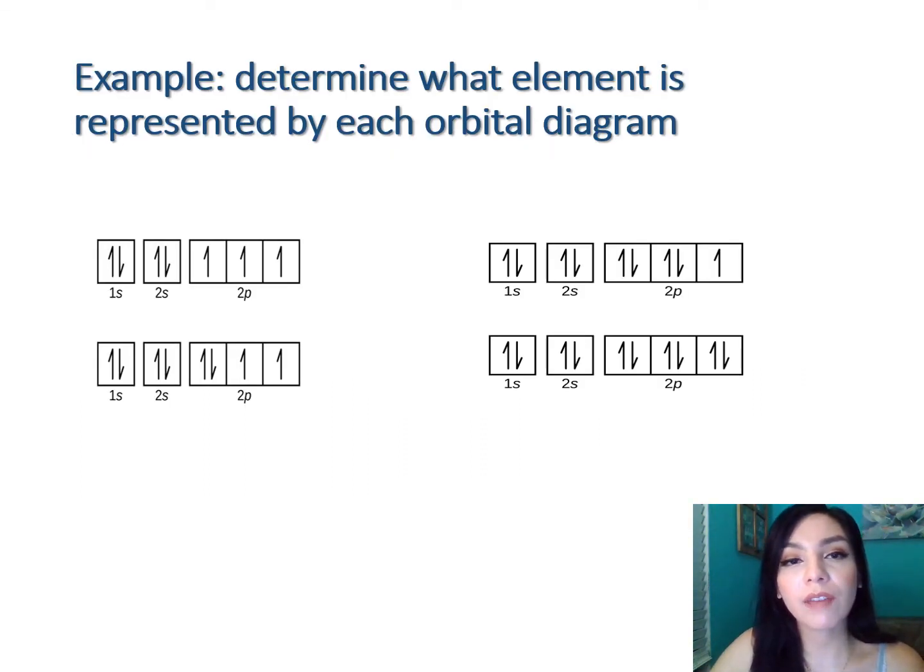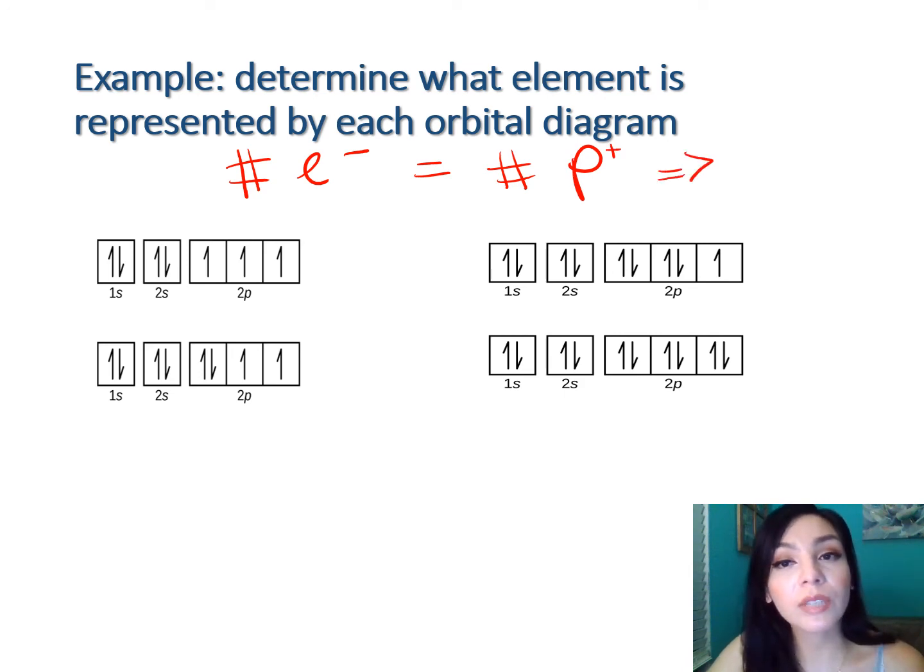So here I have an example question, and I'm asking you to determine the element represented by each orbital diagram. So the easiest way to do this, and again, keep in mind, I can test you in many different ways. This is in particular one of the easier ways. The easiest way to do this is to just count up the electrons, because remember that the number of electrons is equal to the number of protons. Now, if you have the number of protons, that also tells you the atomic number. And if we have the atomic number, we have the identity of the element.